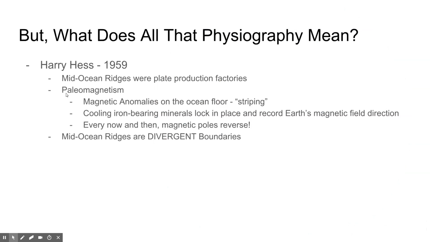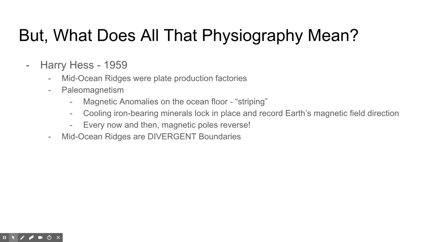And then he used paleomagnetic evidence, looking at magnetic anomalies in the ocean floor, which produced these parallel sets of stripes on both sides. And the lab you're going to work on this week online is actually going to deal with this. But anyway, these are when the molten material comes up at divergent boundaries, like the Mid-Atlantic Ridge, which we didn't realize was divergent at the time, but this is what he was suggesting. When the iron-bearing minerals cool, they lock in place and record Earth's magnetic field direction.